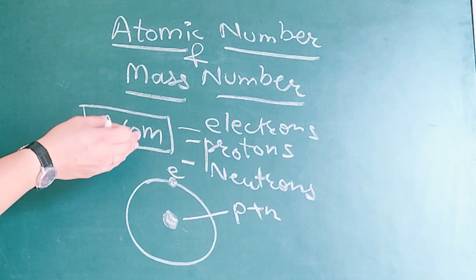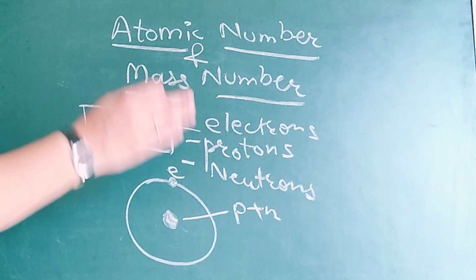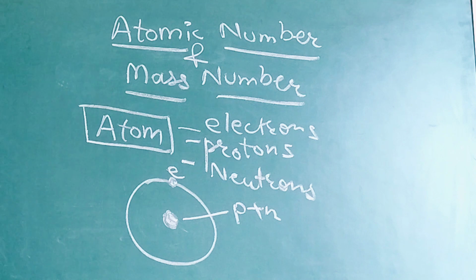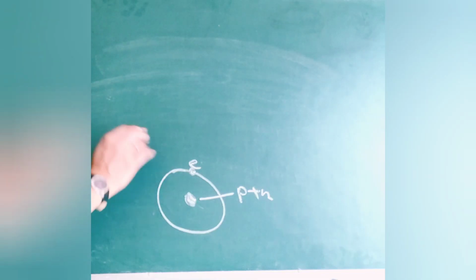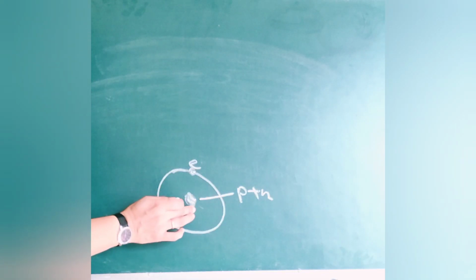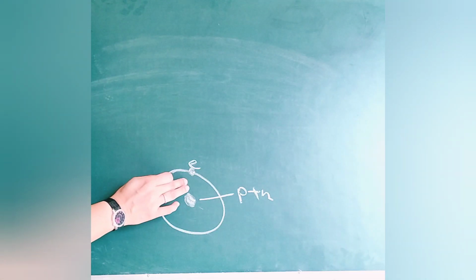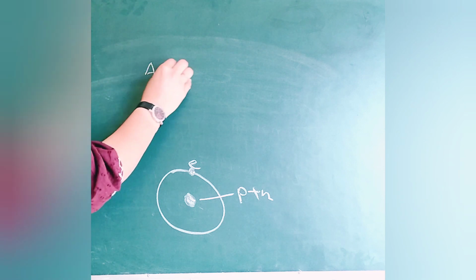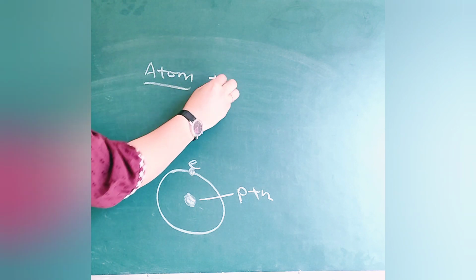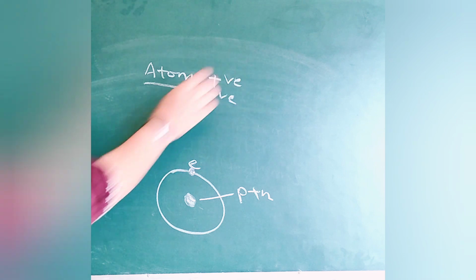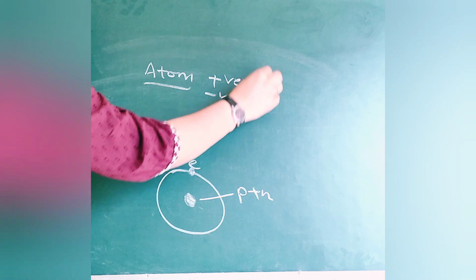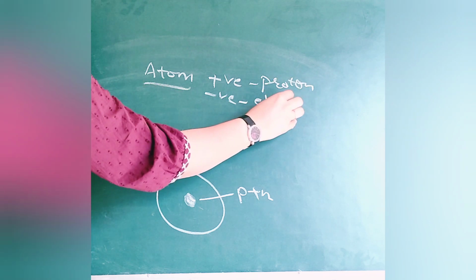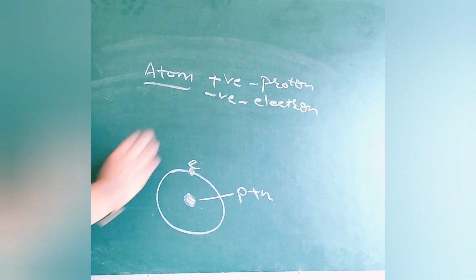But how can we say that with the help of number of protons and number of neutrons we can determine the atomic number and mass number? Let's see. In nucleus there is proton and neutron and electrons are revolving in this orbit. Atom carries positive as well as negative charge. The positive charge is due to proton and negative charge is due to electron.